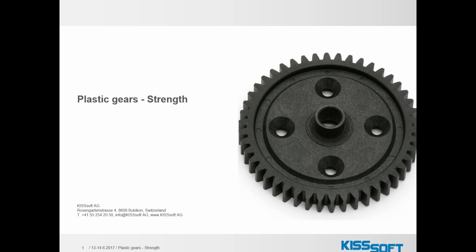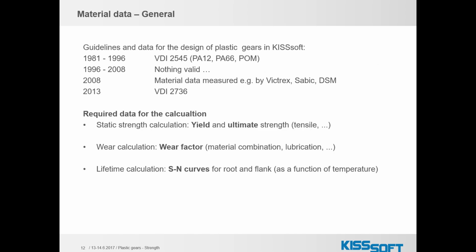One of the things we have to talk about is how we actually analyze these in KissSoft. The first thing we need to talk about is the standards that we're using to calculate the gears. In 2013, VDI 2736 came out. Basically what we require is static strength calculation, which is yield and ultimate strength, tensile and yield. Wear calculation: if there's a wear factor, material combination, and lubrication, we can do an iterative wear calculation. And then lifetime calculation using SN curves for root and flank. And these are as a function of temperature.